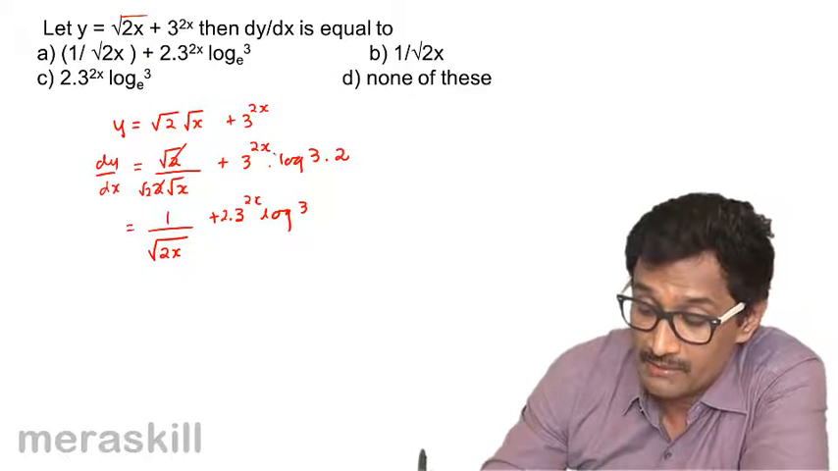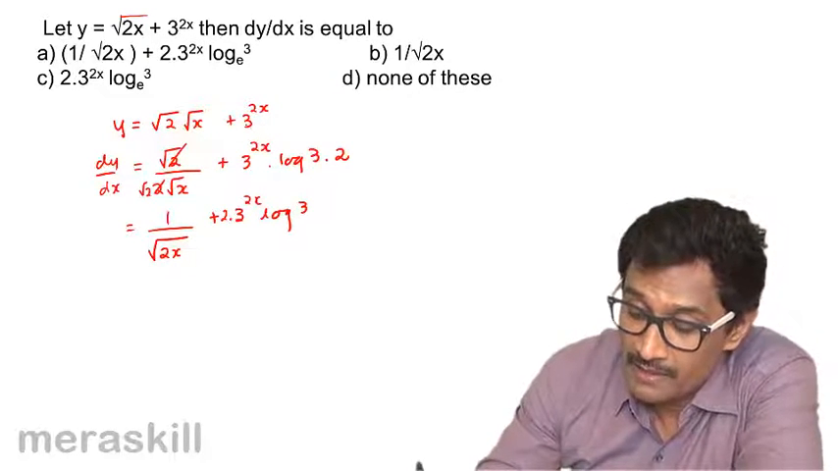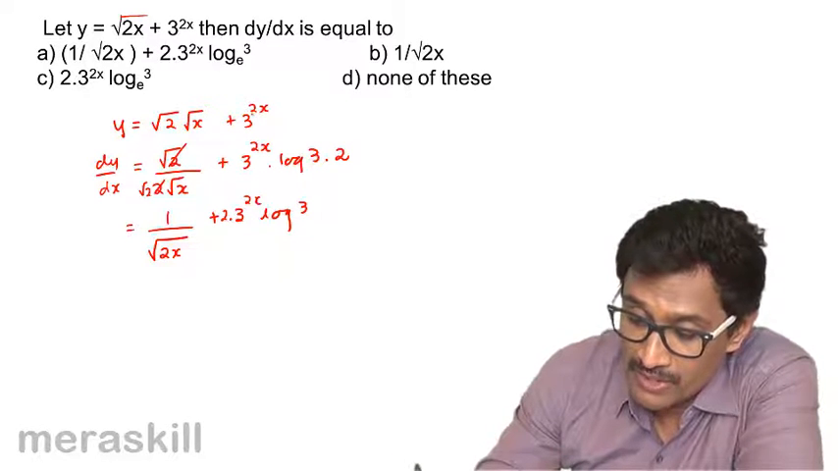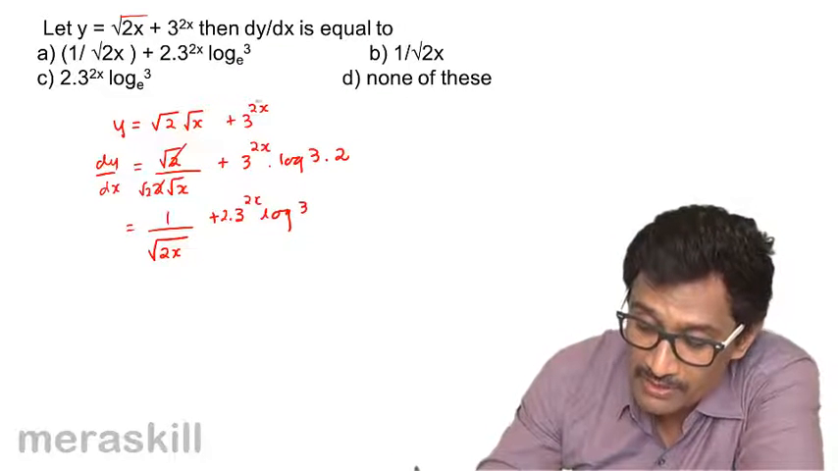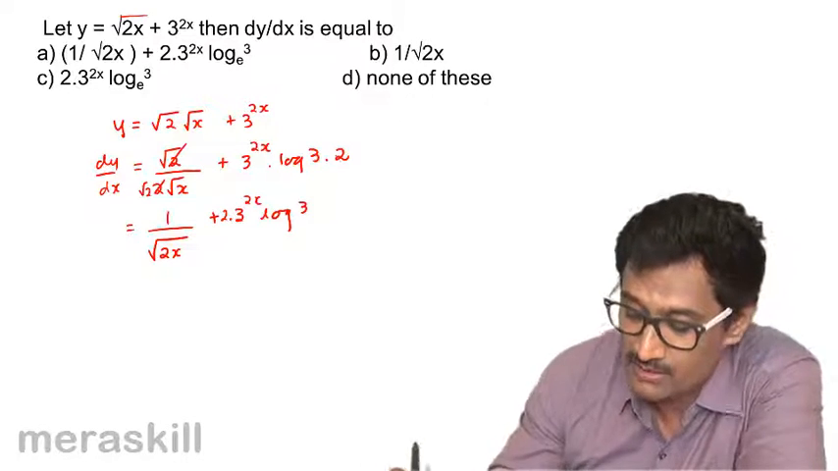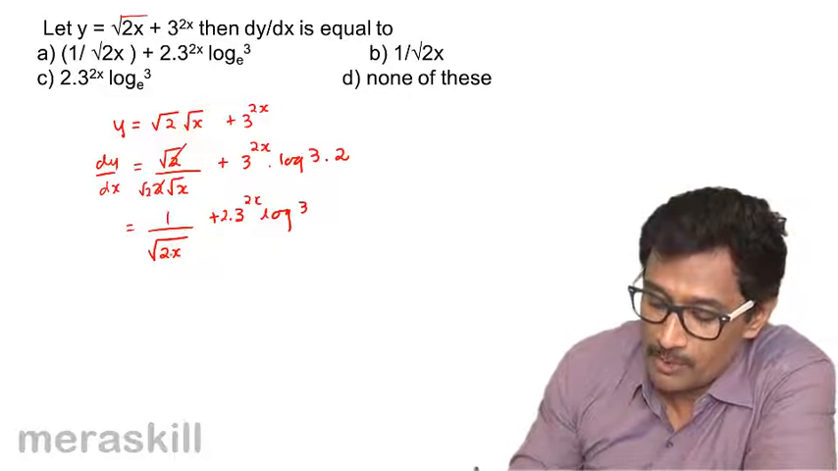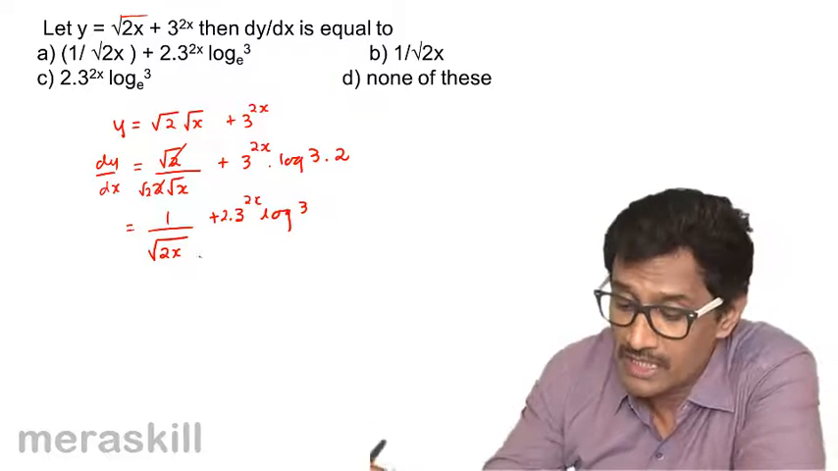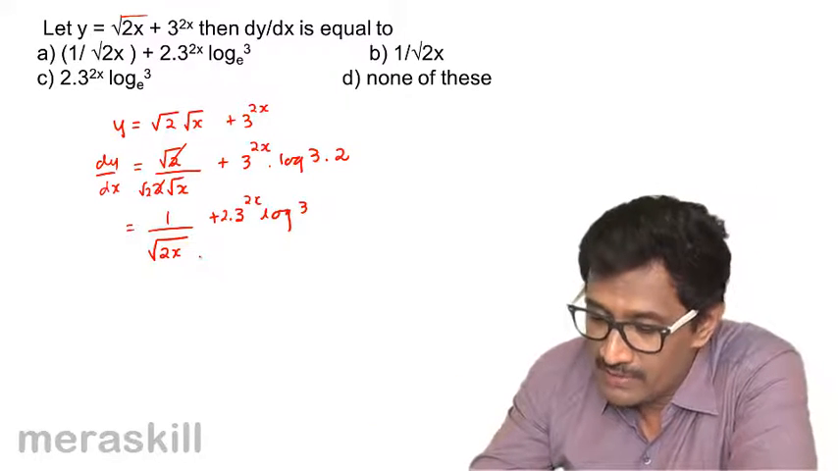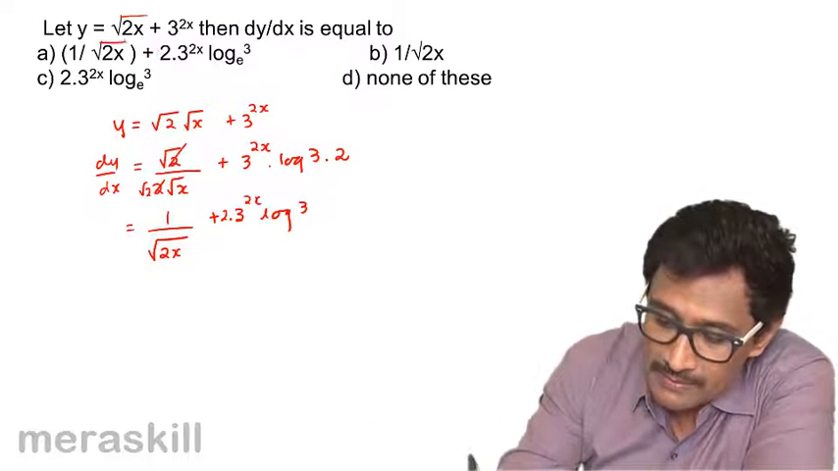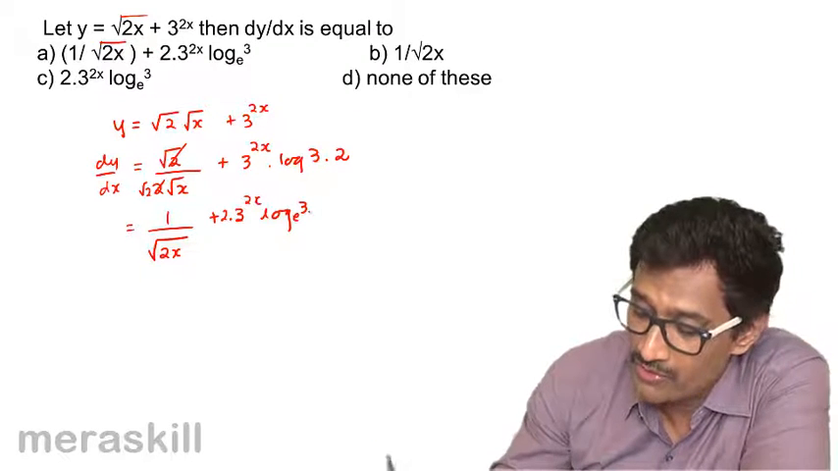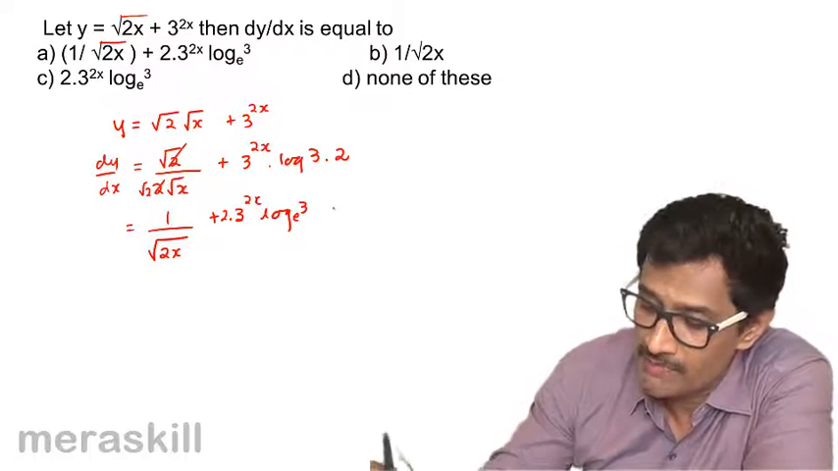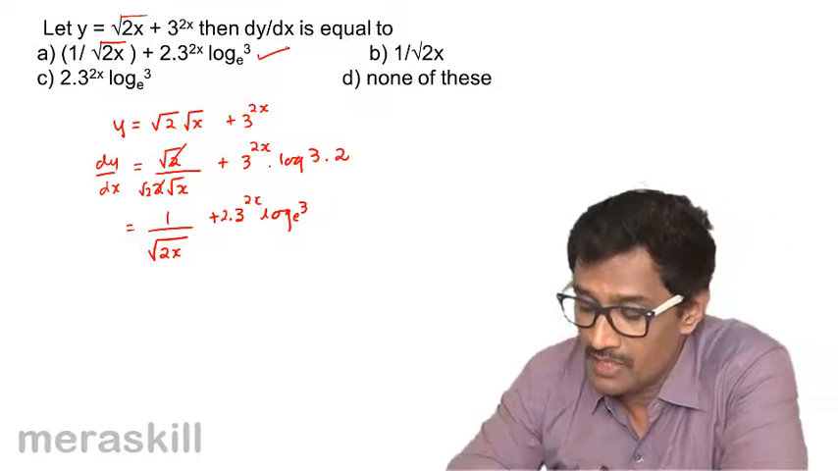So yes, this is something which we skip. We first find 3 raised to 2x into log 3. Then since this is not 3 raised to x, we need to find the derivative of 2x, that is 2. So it's eventually 1 upon root 2x plus 2 into 3 raised to 2x into log 3. So let's see whether we have this here. Yes, this is this one. Of course, remember it's log 3 to the base e, which is understood. Okay. So it's option number A.